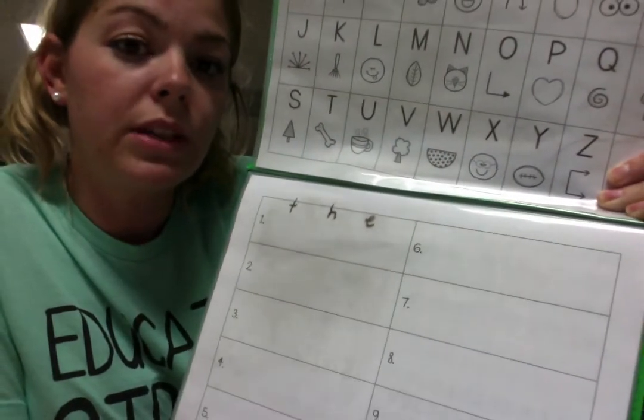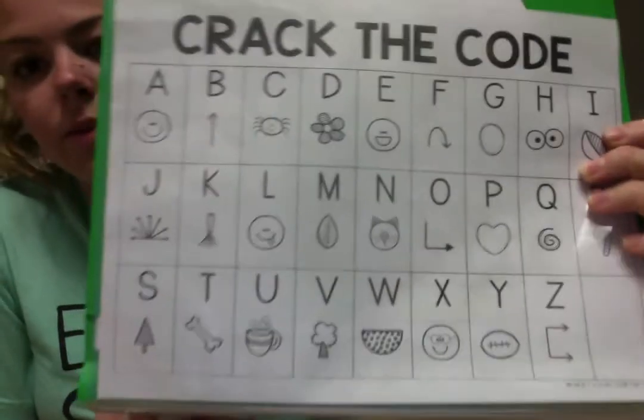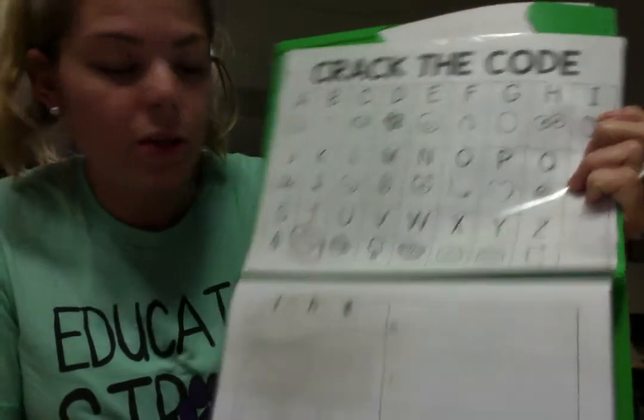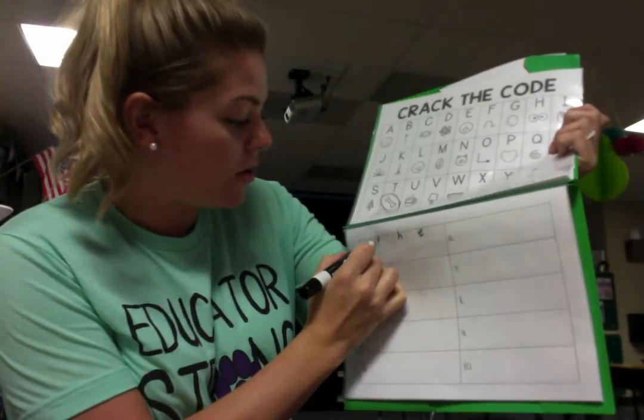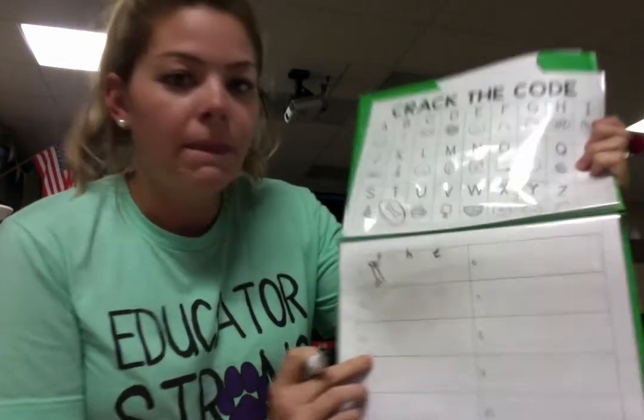Now what I need to do is find the picture that matches with T. So you look up here at the top and you find the picture that matches with T. So T is right here. It's a bone. So what you'll do is draw the bone. That's your first picture for the sight word the. Okay, so I've got a bone that matches up with T.